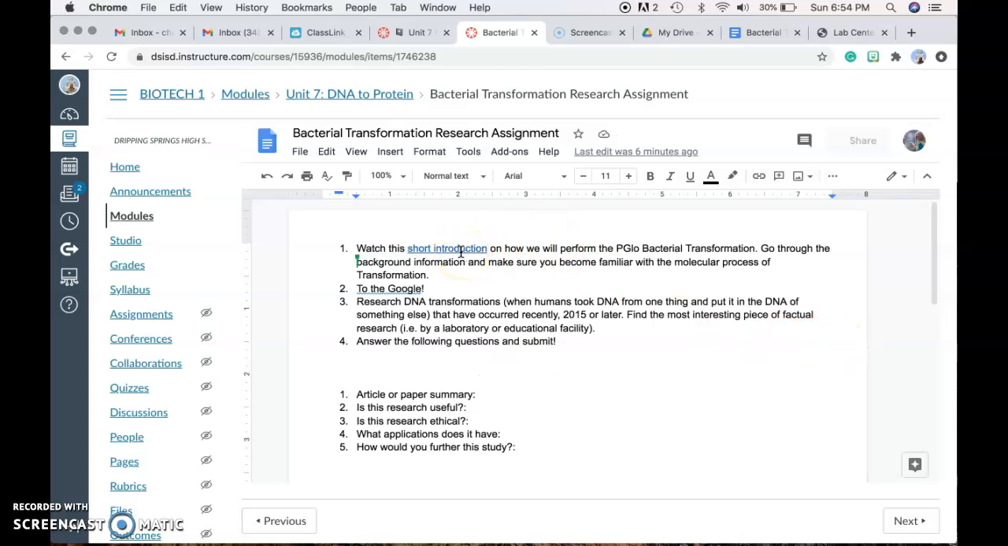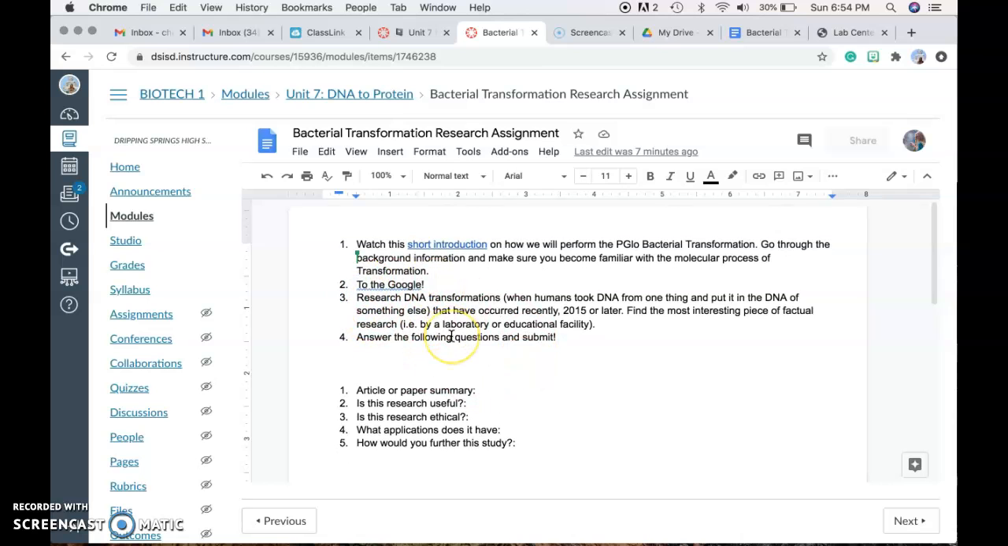It's going to give you a video that talks about how we do the P-glow transformation in bacteria and what's happening on the molecular level. Next thing you're going to do once you read that or watch that video, I would also suggest reading the background information that they provide on that website. It's pretty good.